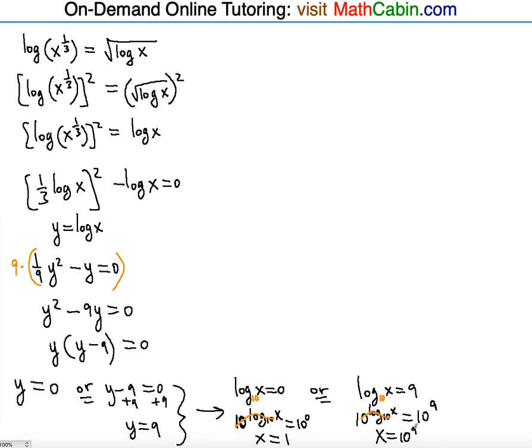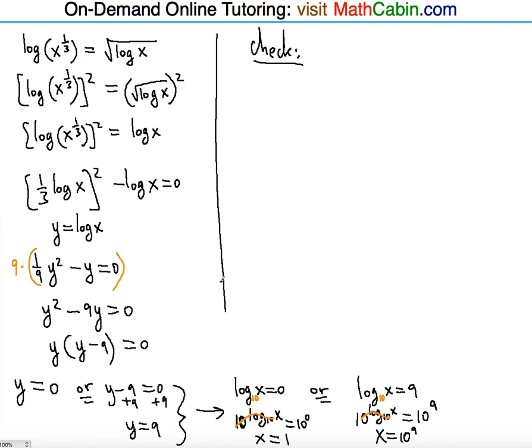And notice that I'm not writing 10 to the 9th as a long number, precisely 1 billion, because we don't need to write it out. We're going to see algebraically that checking it will be easier without writing it out. So now we're going to have to check.